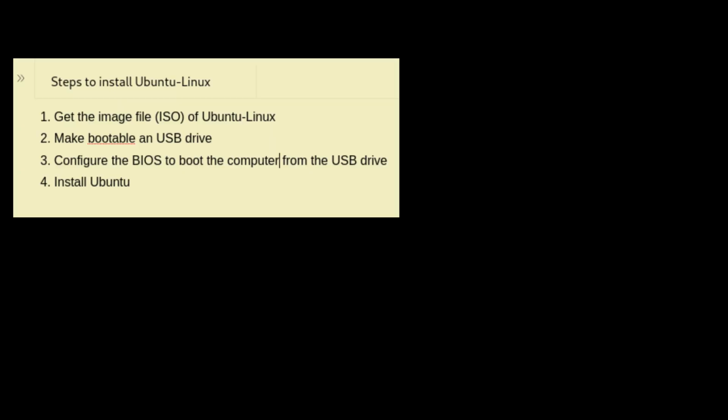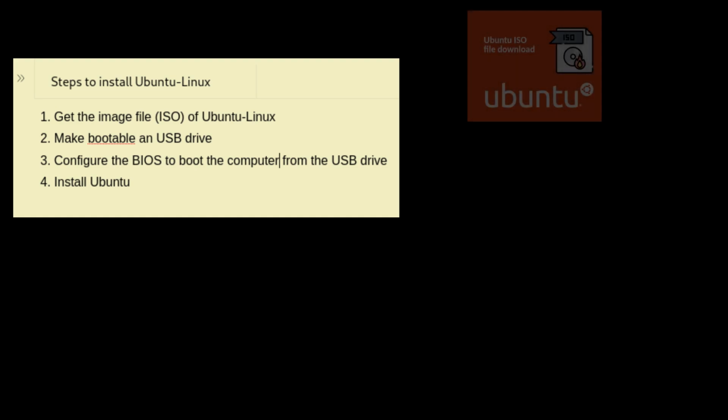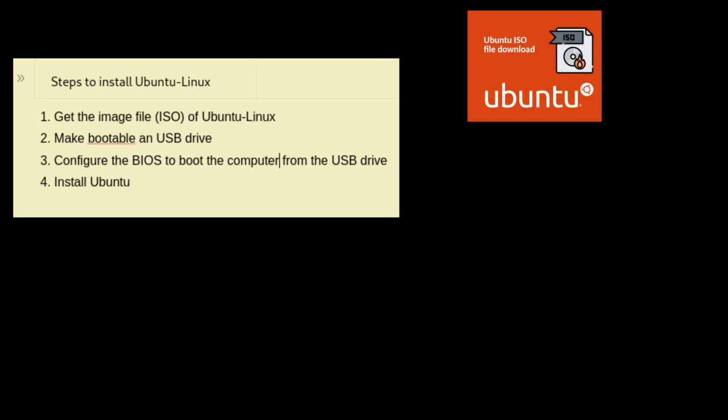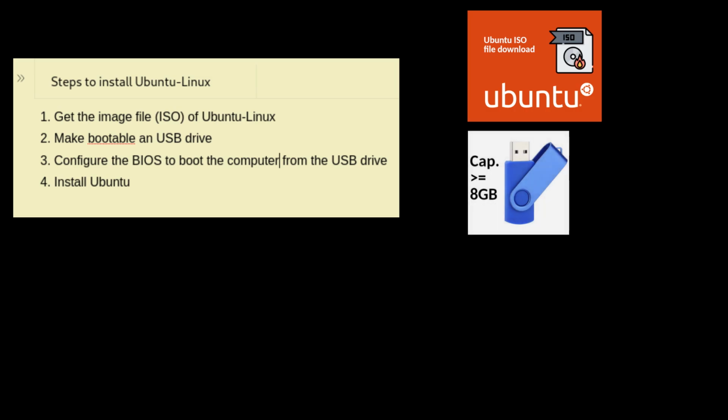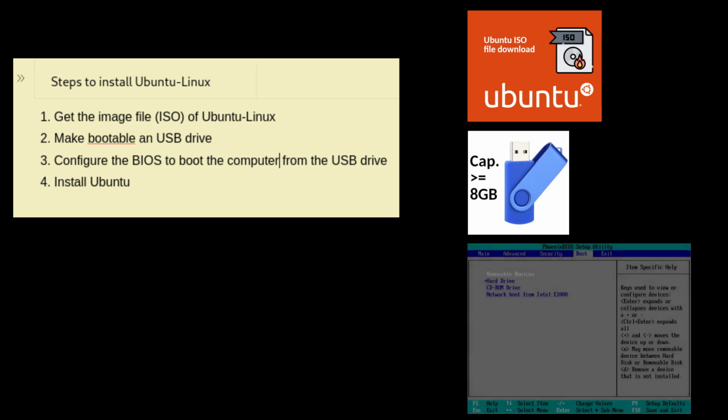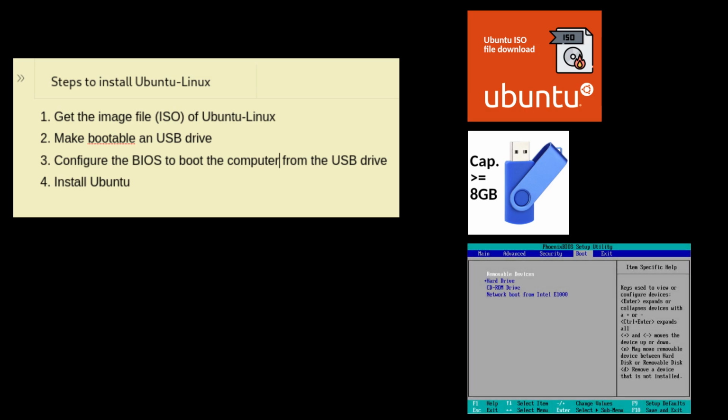To install Ubuntu Linux, we're going to follow the next 4 steps. 1. Get the image or ISO file of Ubuntu Linux. 2. Make bootable a USB drive which will contain the image file that we downloaded in step 1. 3. Configure the BIOS to boot the computer from the USB drive so that when the computer starts, the Linux installer copied in step 2 runs. 4. Install Ubuntu Linux, following the steps suggested by the installer wizard.